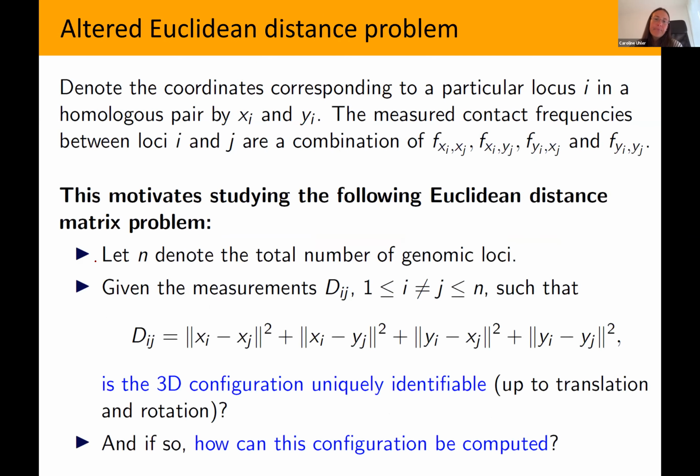Okay. So these distances are the ones that are given. For any ij pair, we're given these sums of 4 distances. And now the question is whether we can actually identify these xi's and xj's, which live in R3 for us. Okay, so that's just mathematically written out.